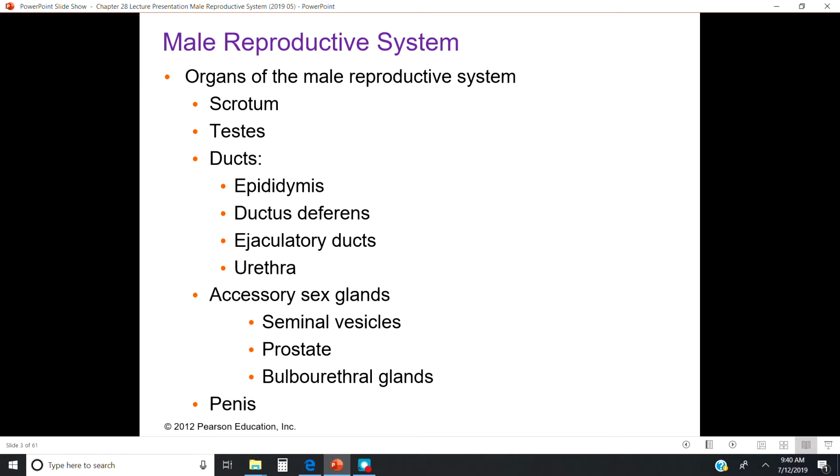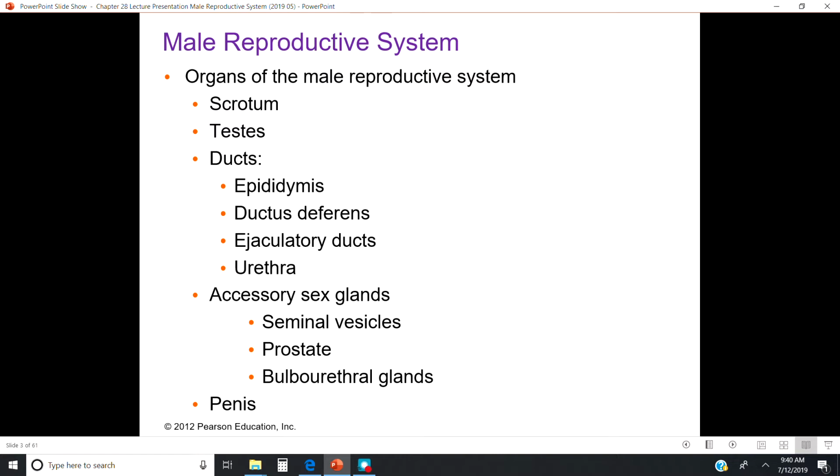Then in subsequent lessons, we'll take a look at some of the major ducts that are going to carry sperm and semen. This would be the epididymis. We'll take a look at the ductus deferens, right? You may know that as the vas deferens. We'll take a look at the ejaculatory ducts, and then we'll finish up the duct work by taking a look at the urethra. We'll see that the urethra is even shared with the urinary system.